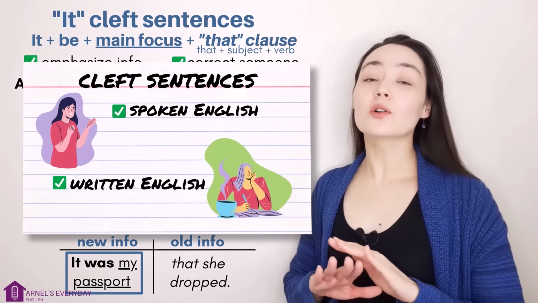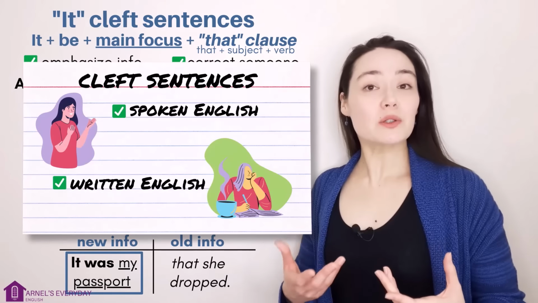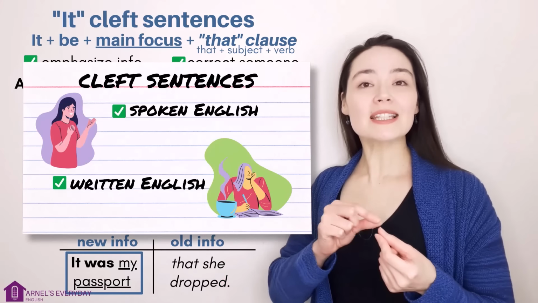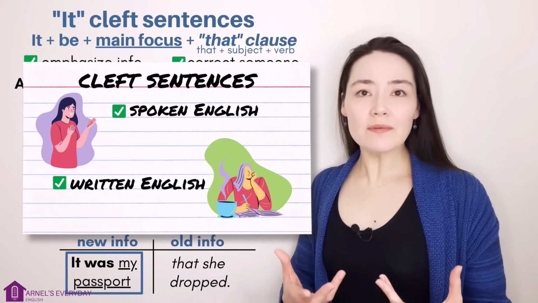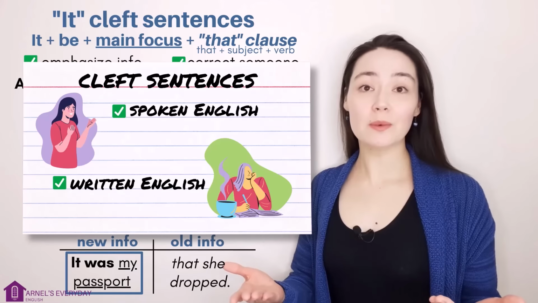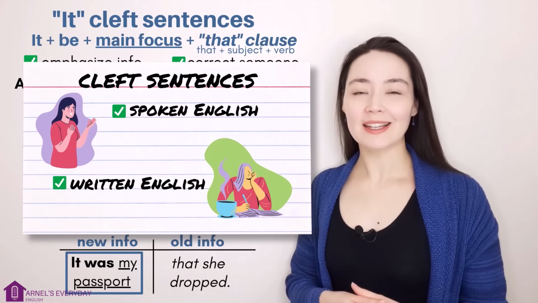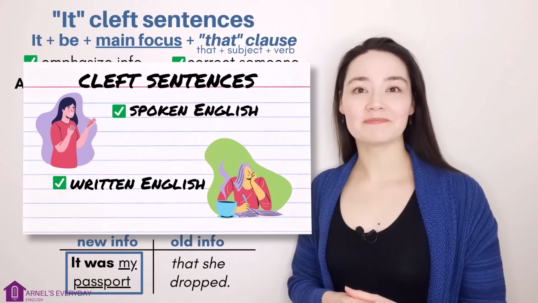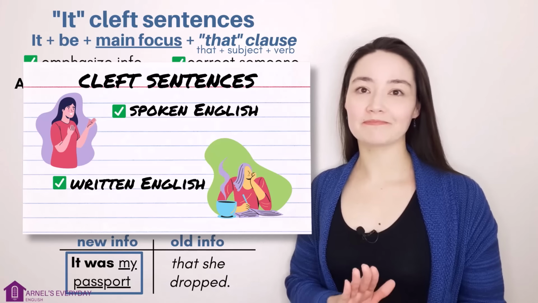Cleft sentences are great in spoken English, but you'll see them a lot in written English. Why? Because in writing, you can't emphasize things with your voice or your facial expressions. So what can we do? We use the grammar. So keep your eyes peeled for cleft sentences when you're reading. Let's do another example.